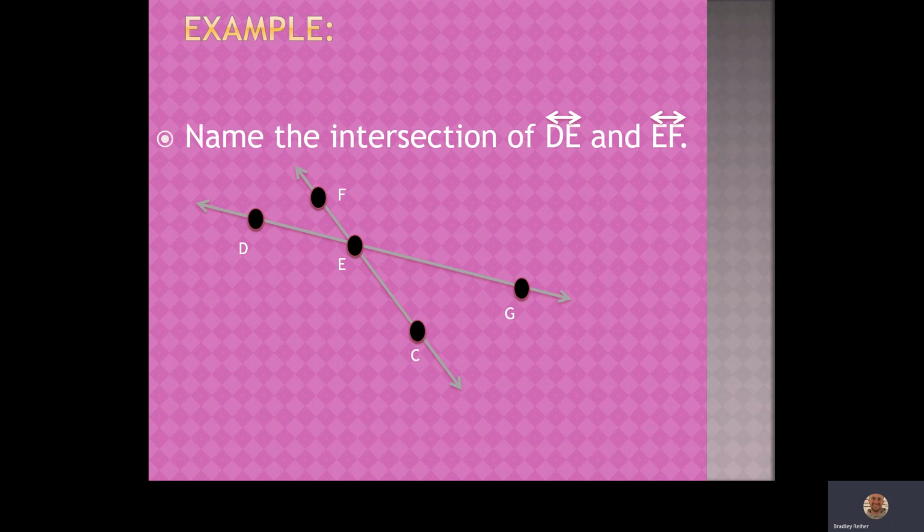Do these 2 lines cross? They definitely do. Where do they cross? Well, the postulate says they're going to cross at one point. Which one point is on both lines? It's point E. You can see that by looking at the diagram. Also, you can tell just by looking at the names of the lines. If you didn't have a diagram, you would still know that they cross at point E because they both have E in the name. Okay, so that's our second postulate. Anytime 2 lines cross, they're going to cross one time at one point.